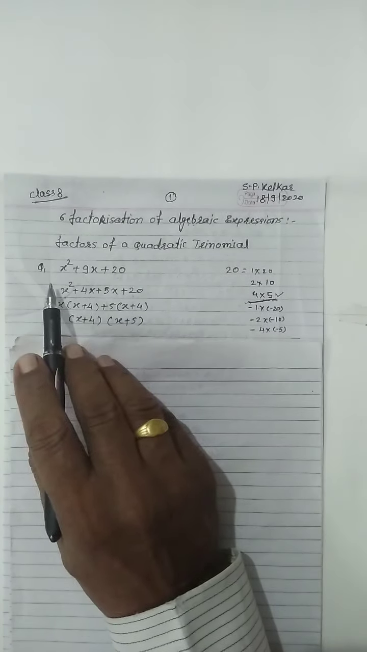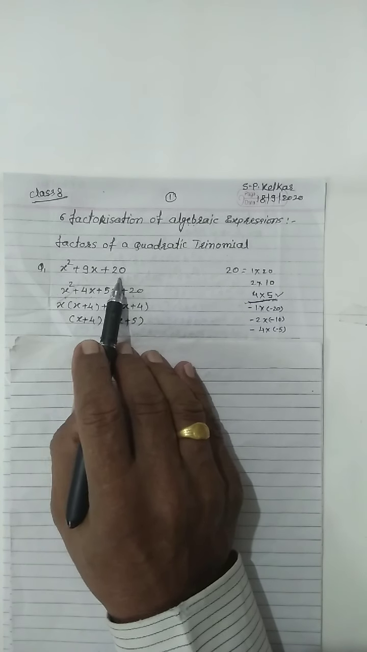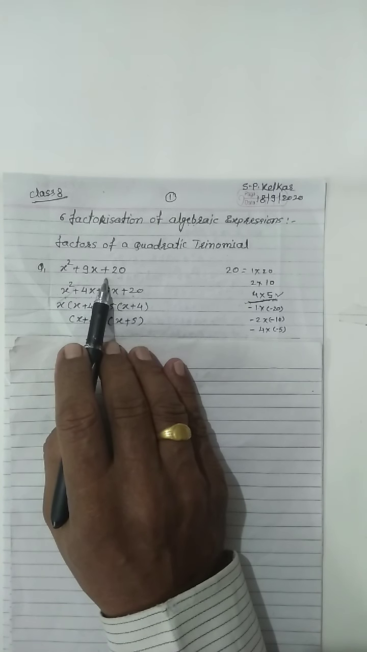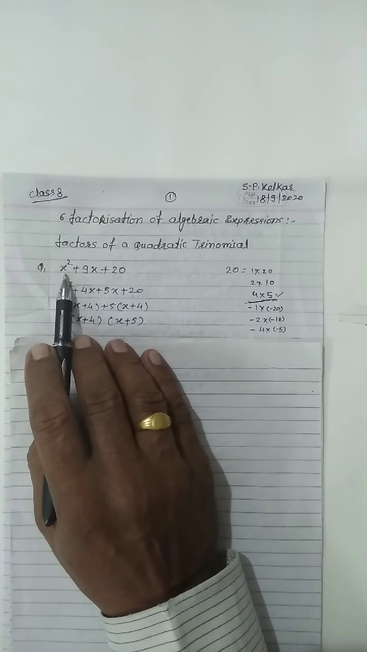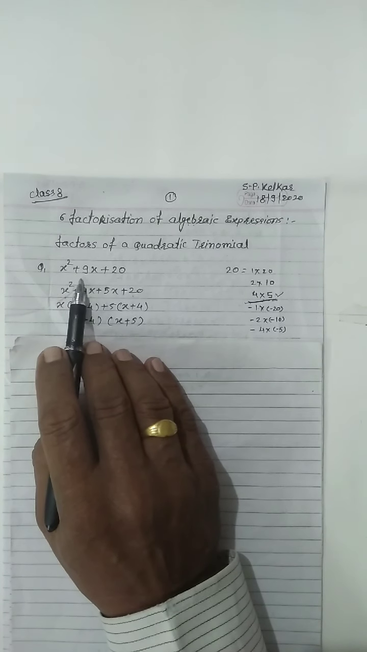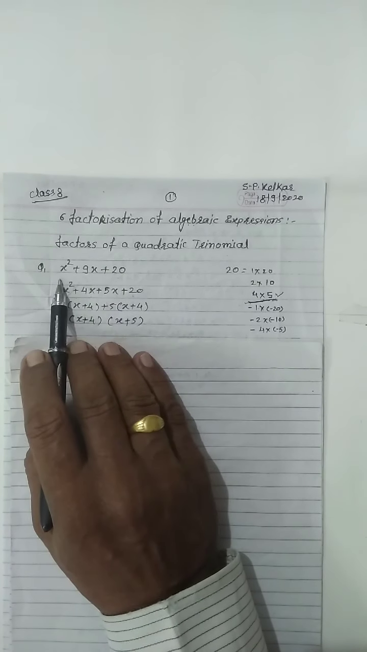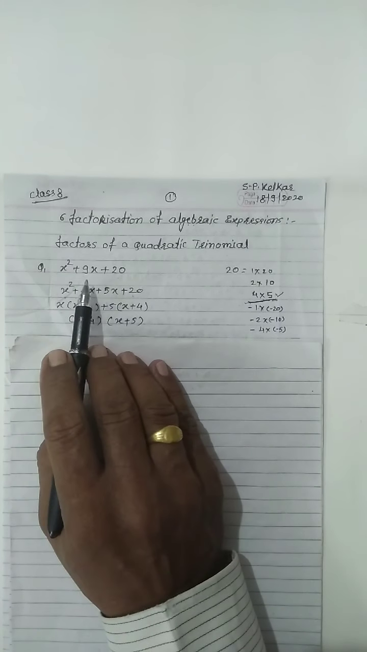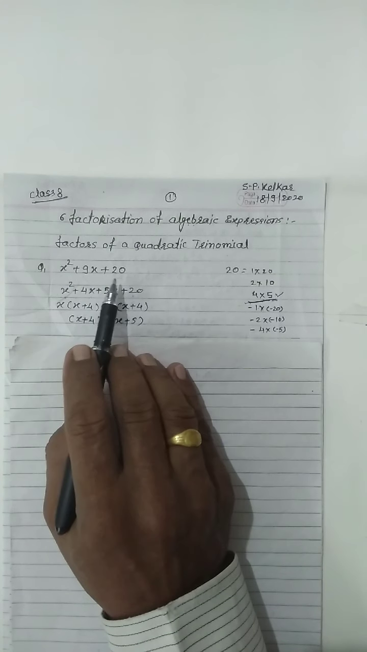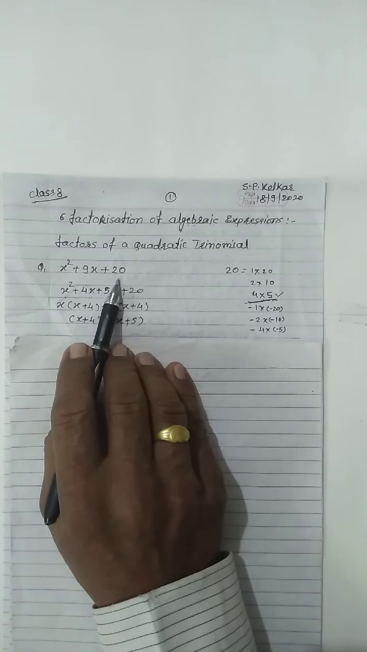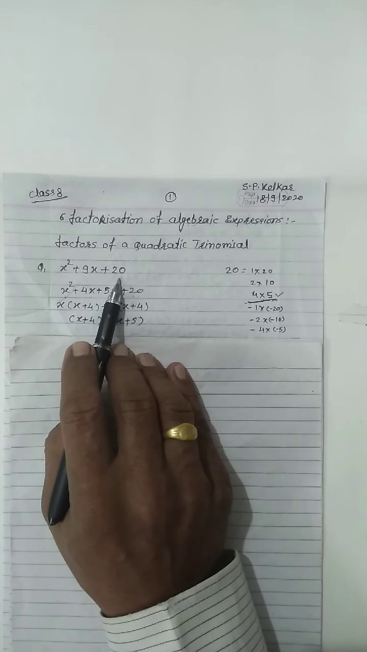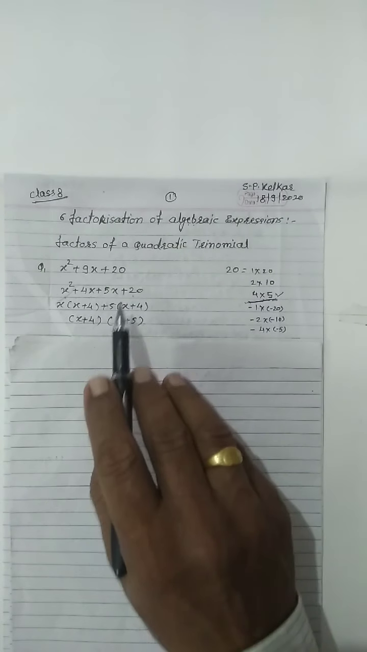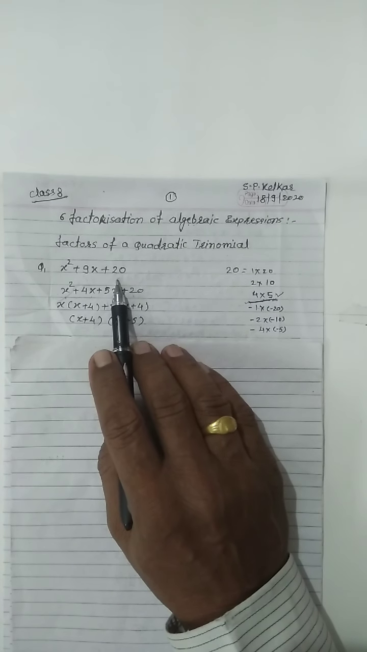See the example x square plus 9x plus 20. In this example, the degree of this algebraic expression is 2 and it has three terms. Now the coefficient of the first term is 1, the coefficient of the middle term is 9 and the constant term is 20. For finding the factors of this trinomial, you must firstly factorize the constant term.